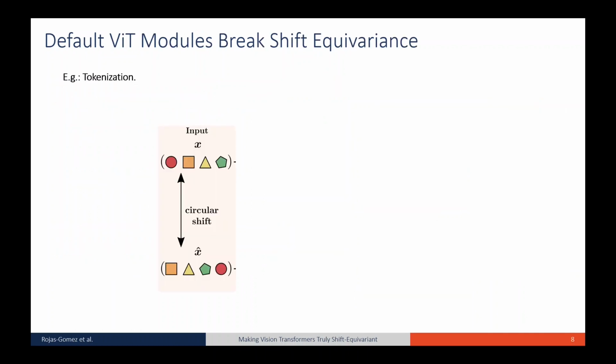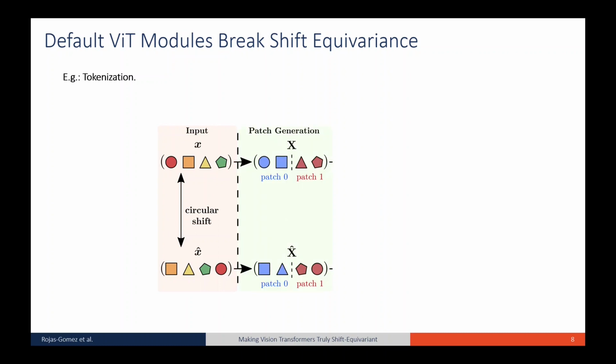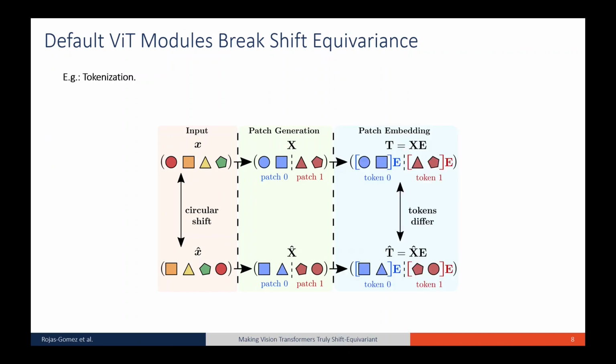Take as example the tokenizer. Given an input and its shifted version, patches are selected independently of input properties, so different patches are obtained even for small shifts. So, subsequent ViT layers operate on distinct tokens despite small input shifts.